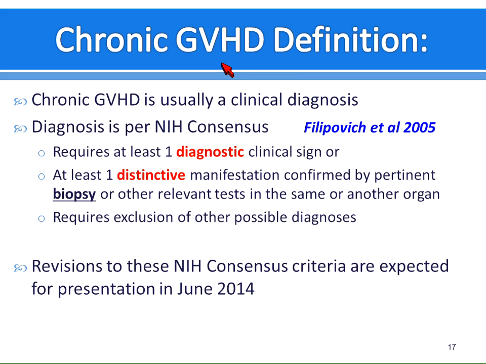So from the consensus conference, with the publication in 2005, you need one diagnostic manifestation to call something chronic GVHD without needing a biopsy, or at least one distinctive manifestation confirmed by a pertinent biopsy or other relevant tests in the same or another organ. So that's kind of where it starts to get confusing. And you need to exclude other possible diagnoses. What I want to remind you is that the NIH consensus group is reconvening, has been doing so for the last few months in conference calls, and we're going to all meet in June, so be prepared for some revisions to these guidelines.